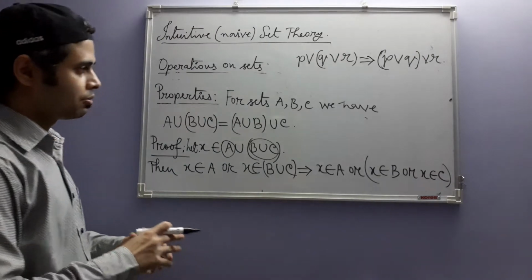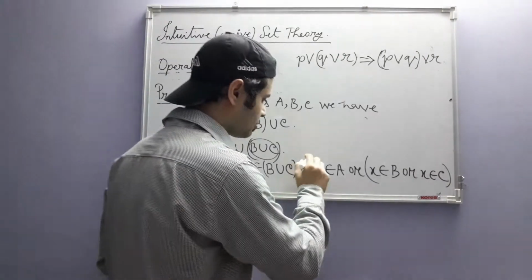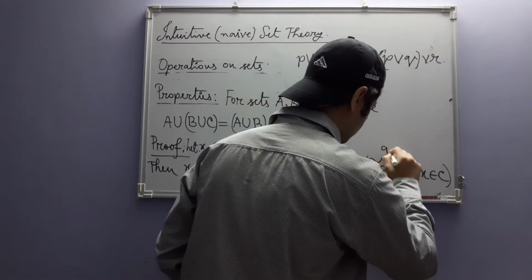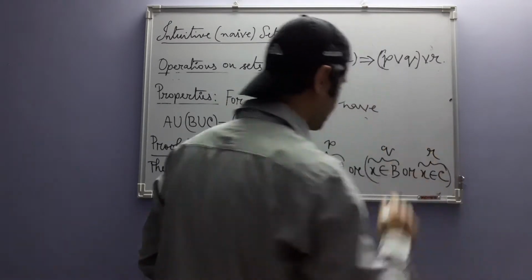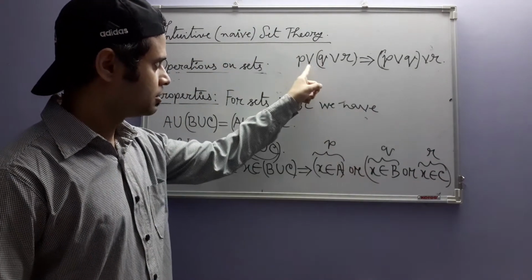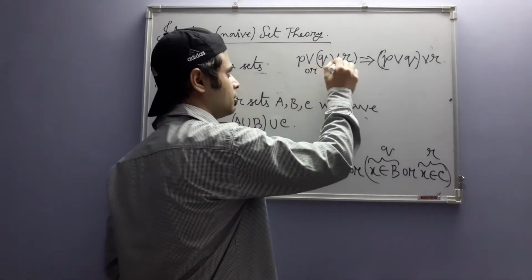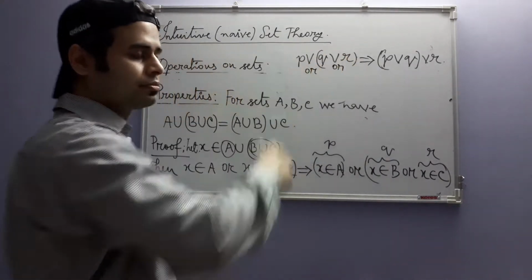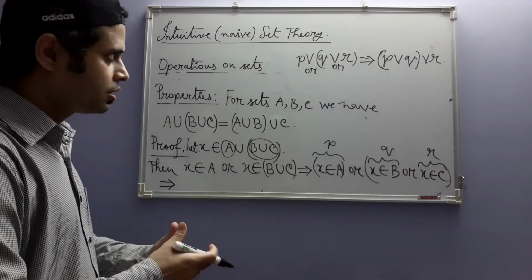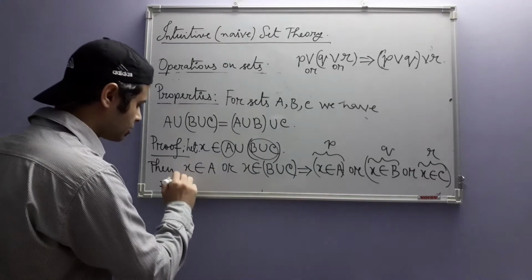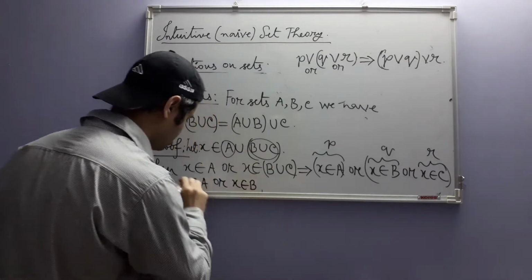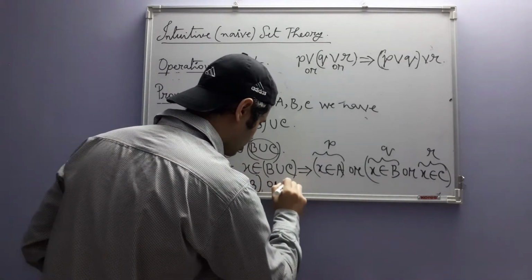Okay, now what is my P, what is my Q and what is my R? This is my P. This is Q and this is R. So you see the pattern, it's similar. You just have to write OR in place of that V, the disjunction symbol. So this implies P or Q or R. So P or Q means x belongs to A or x belongs to B, or x belongs to C. This is R.